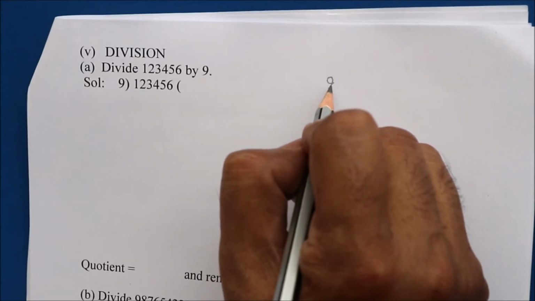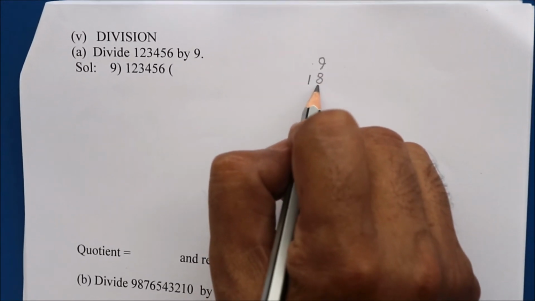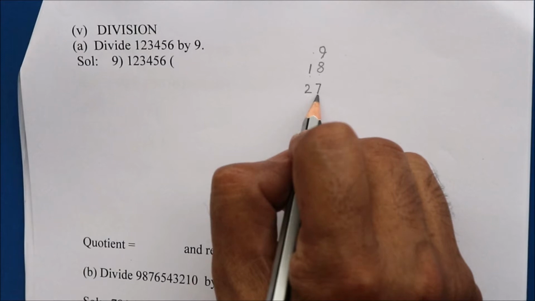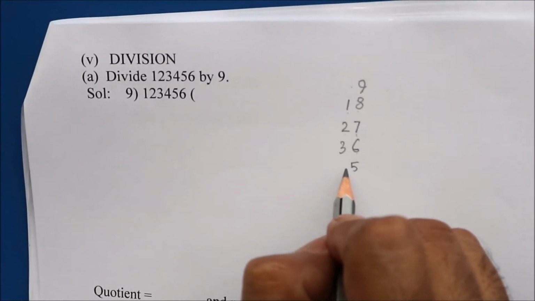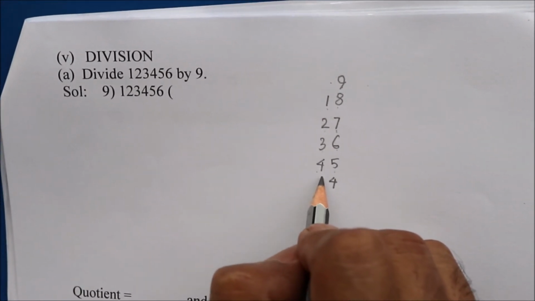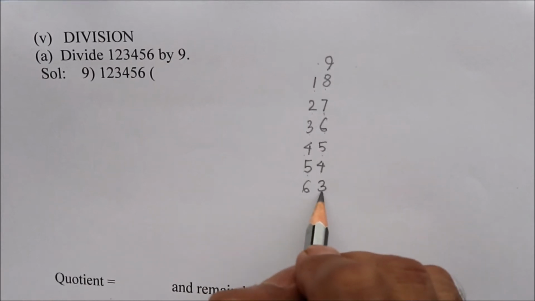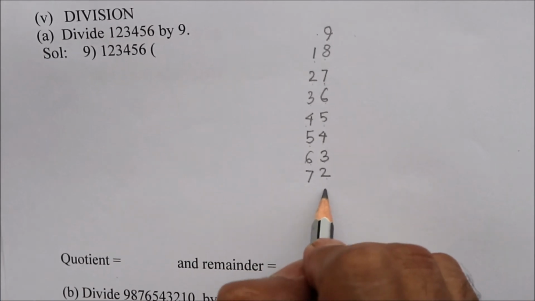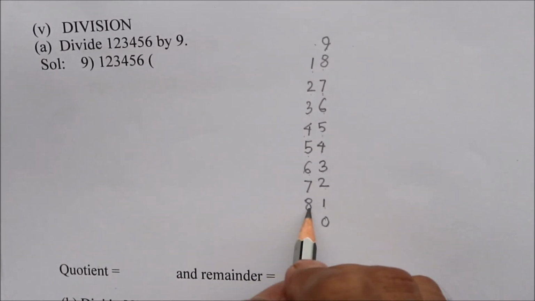Plus 9 minus 1, 8. Carry over 1. 0 plus 1, 1. 8 minus 1, 7. 1 plus 1, 2. 7 minus 1, 6. 2 plus 1, 3. 6 minus 1, 5. 3 plus 1, 4. 5 minus 1, 4. 4 plus 1, 5. 4 minus 1, 3. 5 plus 1, 6. 3 minus 1, 2. 6 plus 1, 7. 2 minus 1, 1. 7 plus 1, 8. 8 minus 1, 0. 8 plus 1, 9.